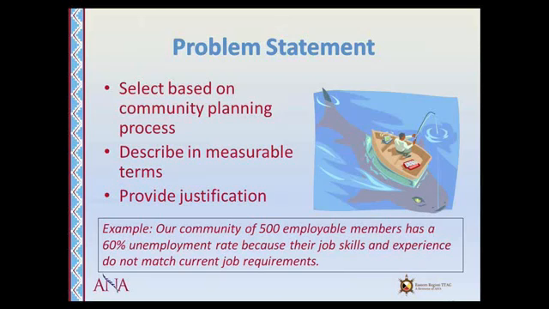Don't just say unemployment is high in the community. How high is it? Look at our example at the bottom of the page. Our community of 500 employable members has a 60% unemployment rate because their job skills and experience do not match current job requirements. It is clear to a reviewer that 300 people in this community are unemployed, a severe problem. Another writing tip for you: bold your problem statement so it's easily identified by reviewers when they're going through your application.